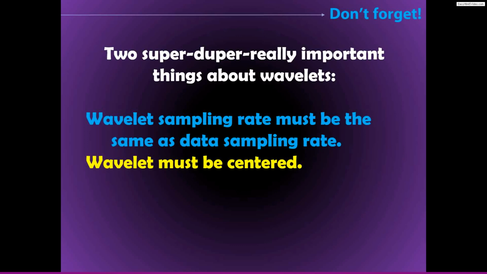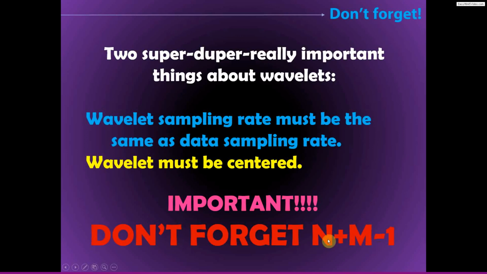Let's see. Before we finish, we have to discuss two really important things that you can never forget about wavelets when performing wavelet convolution. The first important thing is that the sampling rate that you use to create the wavelet has to be the same sampling rate as the data. And the second important thing is that the wavelet has to be centered. I will show you both those things in a minute. Of course, you will never forget that the length of the result of convolution is n plus m minus 1.